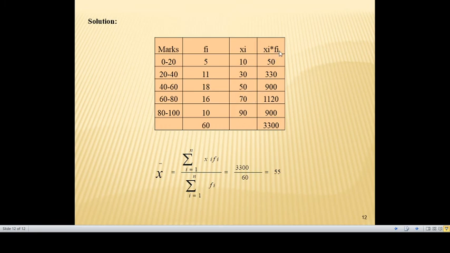Now this xi into fi we can find by multiplying this xi and fi. So 5 into 10, 50, 11 into 30, 330. Similarly, we can obtain the rest of the multiplications. Then the addition of these numbers is 3300 and summation of fi is 60. Substitute these values in the formula, then we get x bar equal to 3300 divided by 60 equal to 55. It means that 55 is the arithmetic mean of the given frequency distribution.